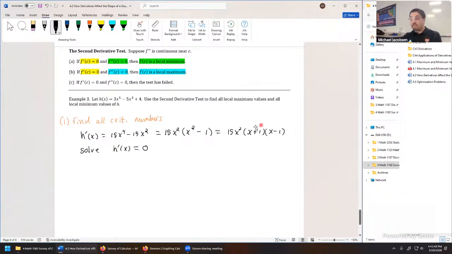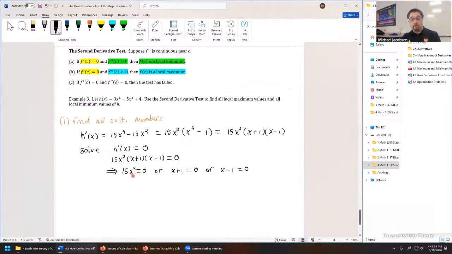Because it's now in its fully factored form, this set to 0 means 15x squared times x plus 1 times x minus 1 is 0. So we have 3 different things multiplying, resulting in 0. For real numbers, the only way that can ever happen is if 15x squared equals 0, or x plus 1 is 0, or the offender could have been x minus 1 is 0. So 3 different possibilities leads to 3 different critical numbers.